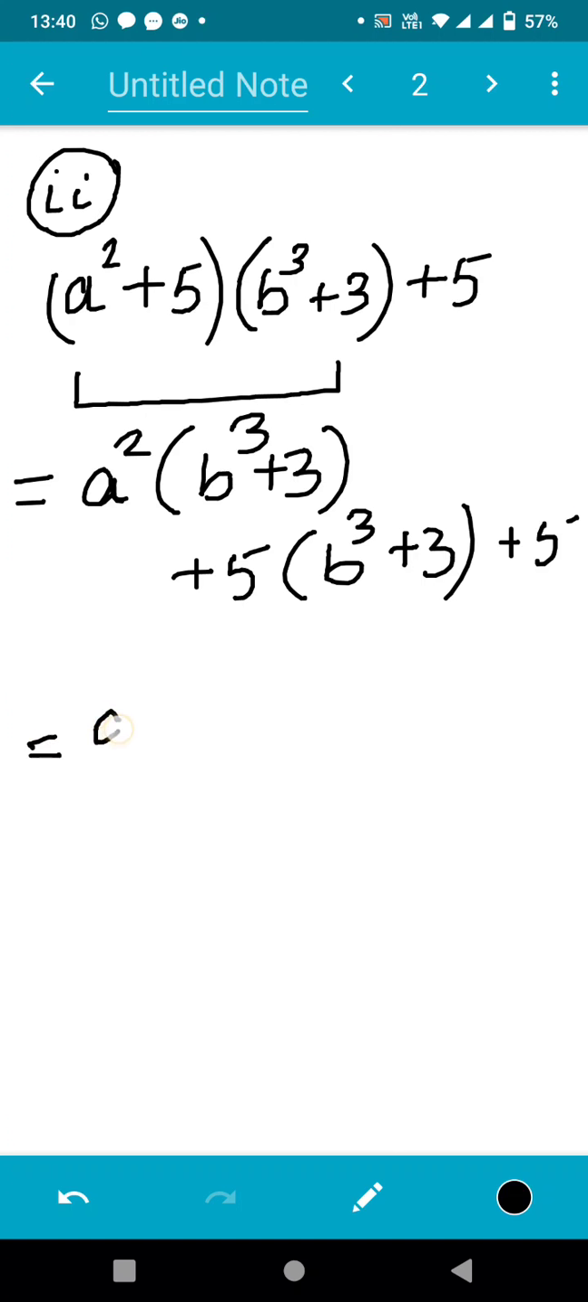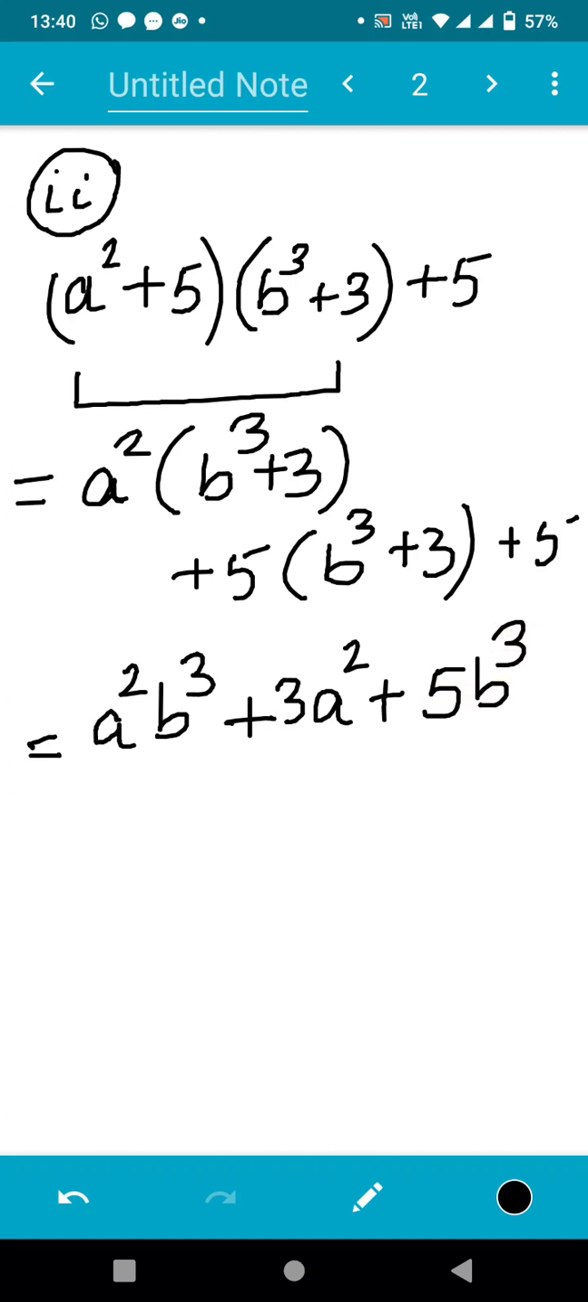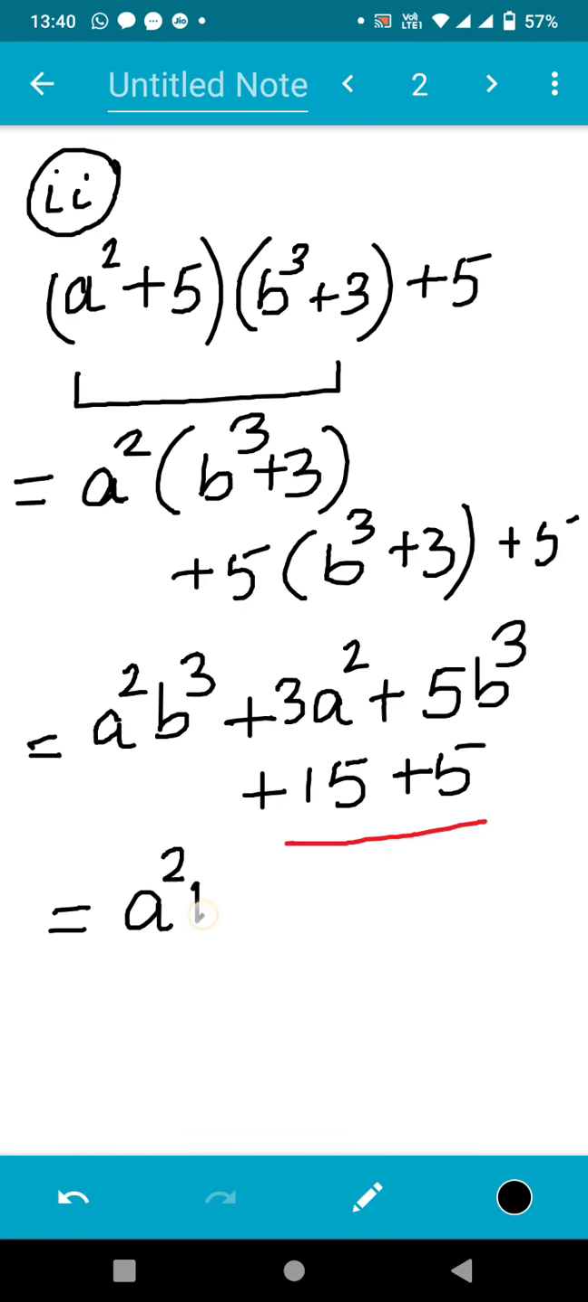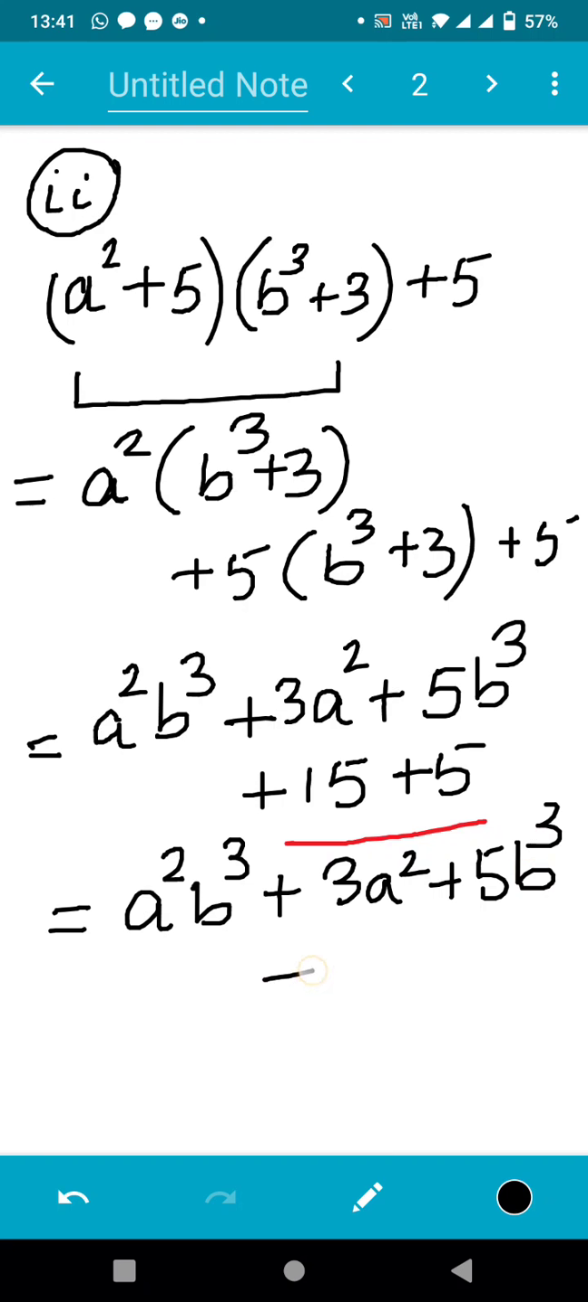So a squared b cube, this is the first answer. Now a squared multiplied by plus 3 will give you plus 3a squared. Now we'll multiply plus 5 with b cube, it will give you 5b cube, plus 5 into plus 3 will give you plus 15, and we have plus 5. Now these are the like terms, students, so we'll solve this, and the rest we'll keep intact, that is a squared b cube plus 3a squared plus 5b cube plus 20. So this is your required answer of sum number 2.